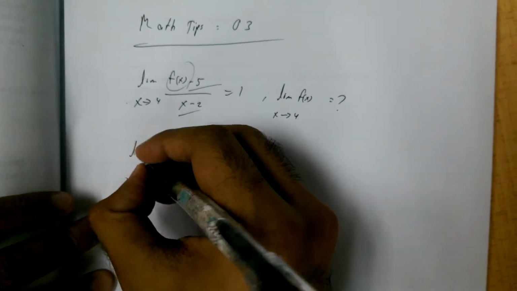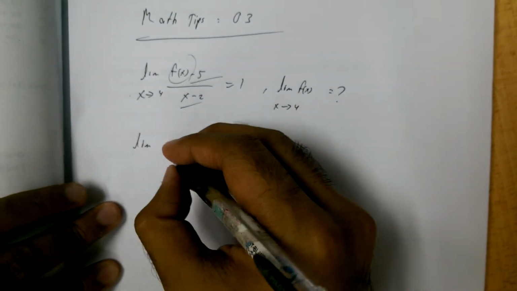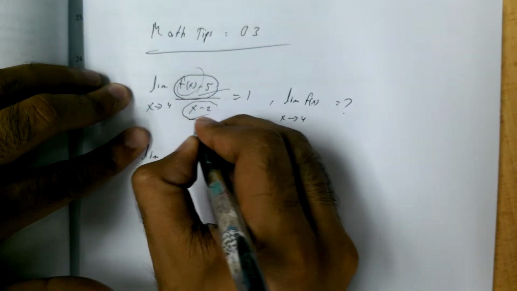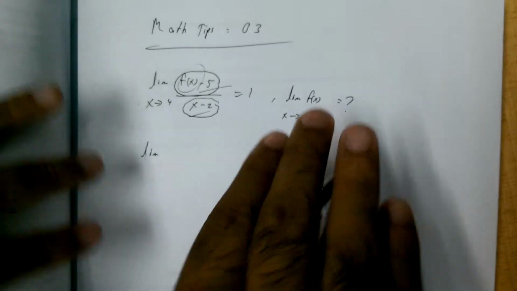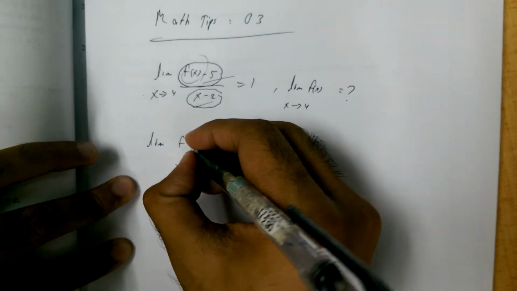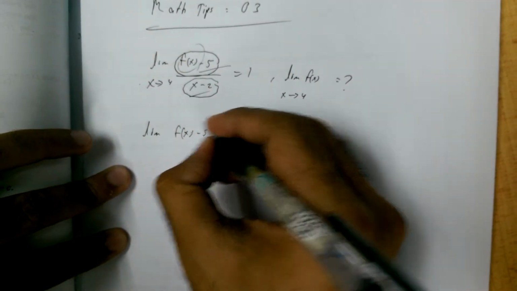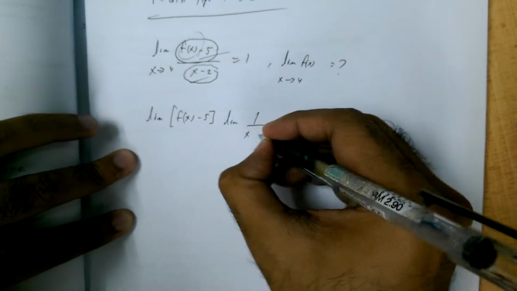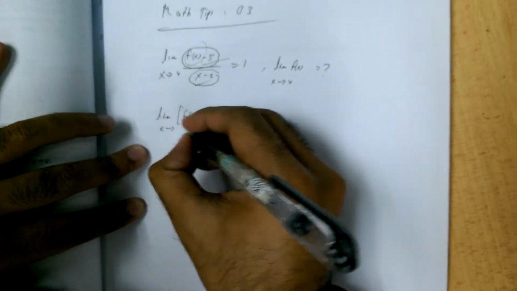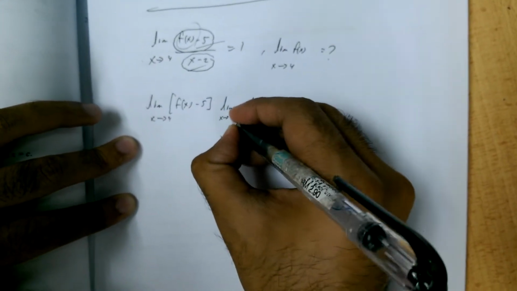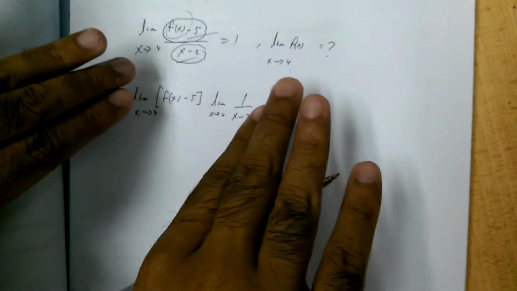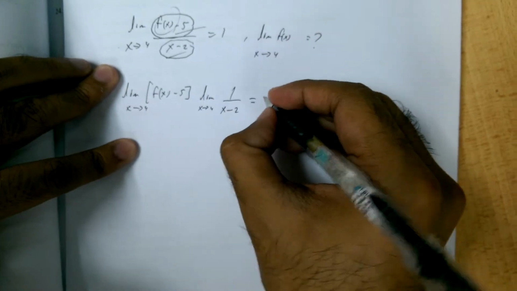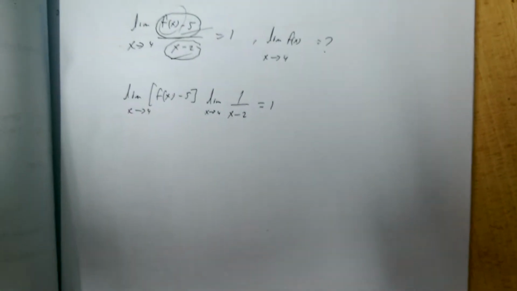If you remember, by using limit properties, this is a fraction, and I can divide them into two separate parts. I can rewrite the equation something like this: limit of 1 over x minus 2, x approaching 4, plus the other limit, x approaching 4. I just separate the two parts, and it will still be equal to 1.